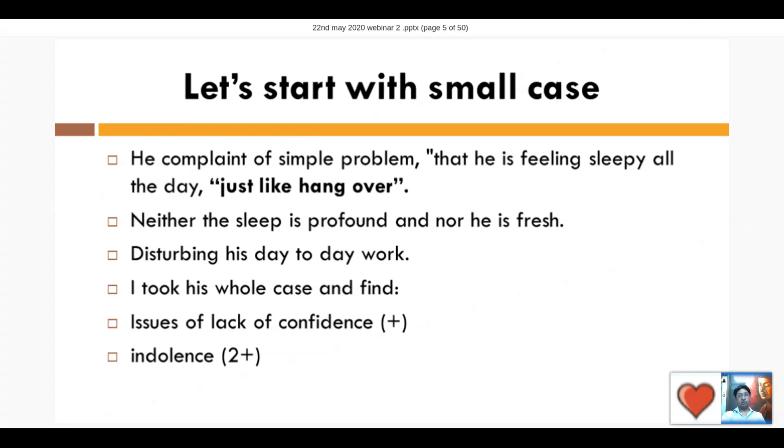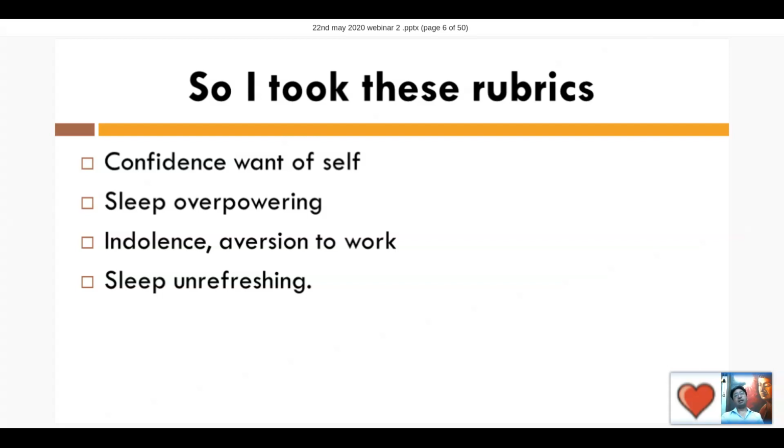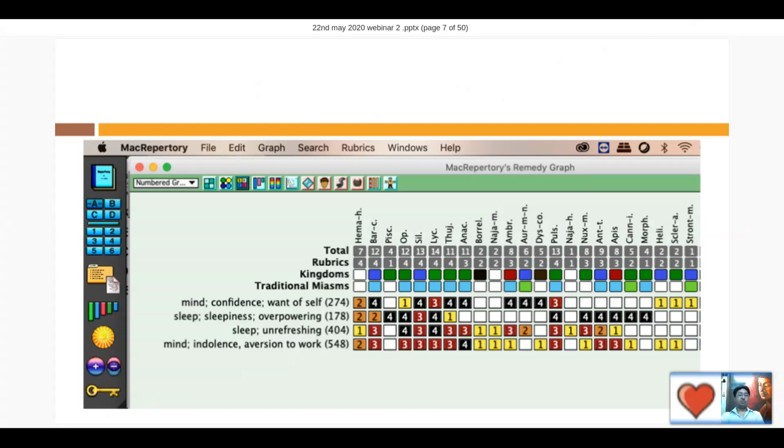So I took his whole case and found nothing except this sleepiness. Along with that, I found a few other issues in his life: lack of confidence, and indolence. He felt indolent and didn't want to go to work at all. So, in the way of my practice, I took these rubrics: confidence, want of self; sleep, overpowering; indolence, aversion to work; and sleep, unrefreshing. So here comes the chart.